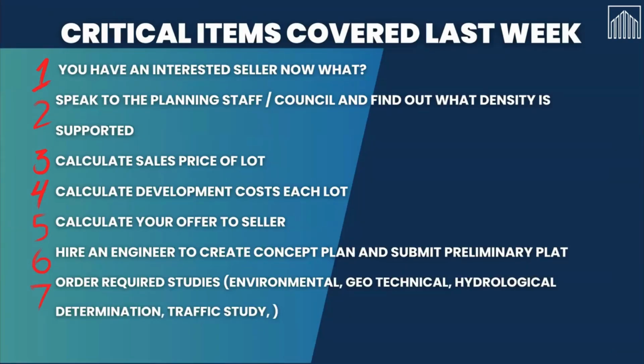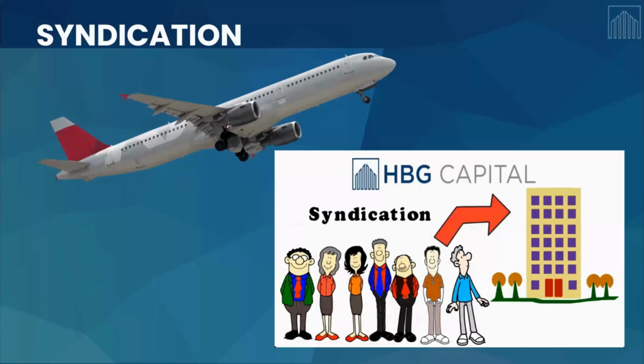So real quick, what did we talk about last week? Last week we covered: you've got an interested seller, you've found the right land, now what do you do? We talked about how to speak to the planning staff, how to calculate the sales price of the lot, how to calculate the development costs, how to calculate your offer to the seller, how to hire an engineer and create a concept plan to get your plat approved. We talked about the studies that you're going to need. And that is what got us to this point. So if you have a deal under contract, you are at the point where the numbers make sense, you're trying to get your preliminary plat approval, now it's going to be time to start laying your foundation to raise money.